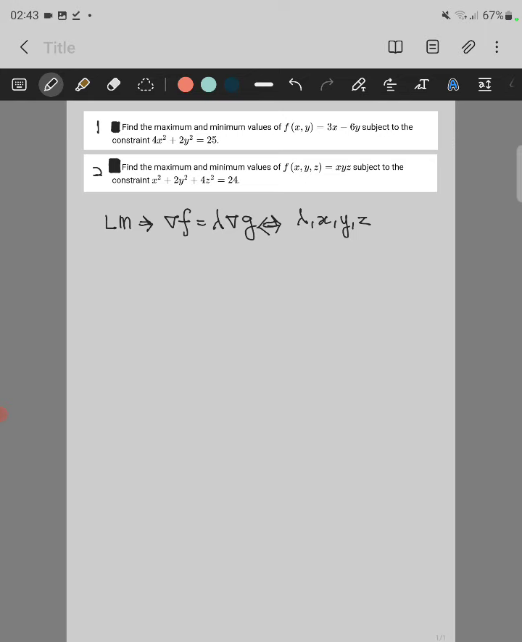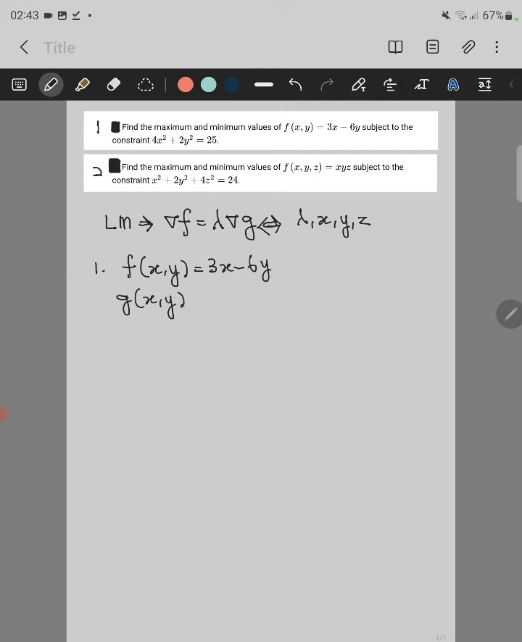So first example: we want to find the maximum value of the function f(x,y) = 3x minus 6y subject to the constraint 4x squared plus 2y squared equals 25. The first thing we need to do is to know our function f. So f(x,y) should be 3x minus 6y. And then we need to know what is our g(x,y).